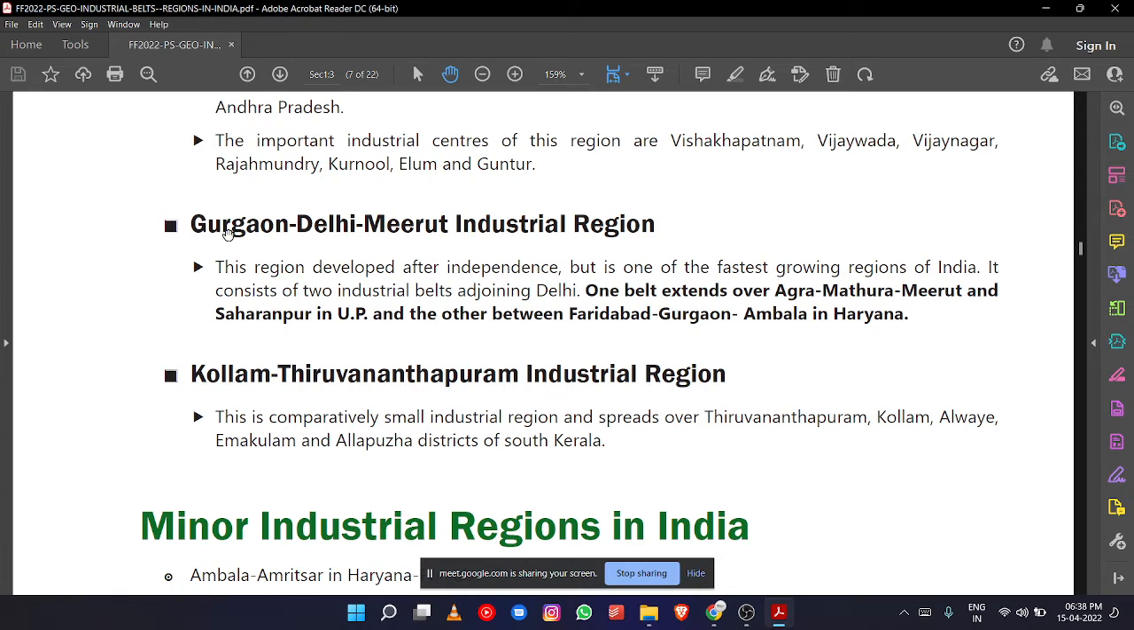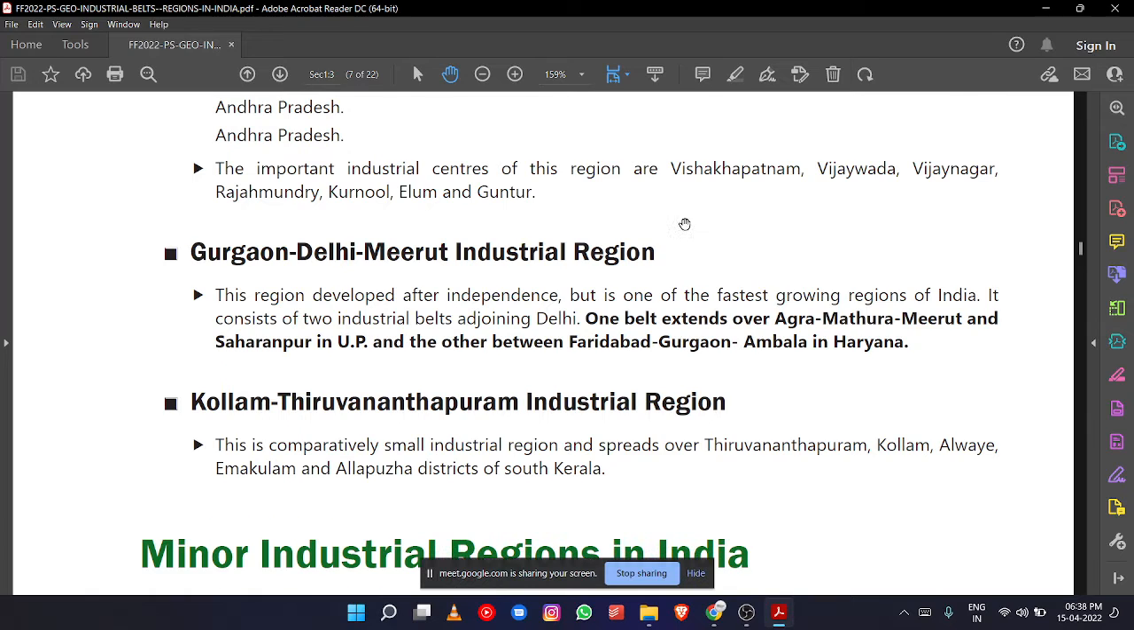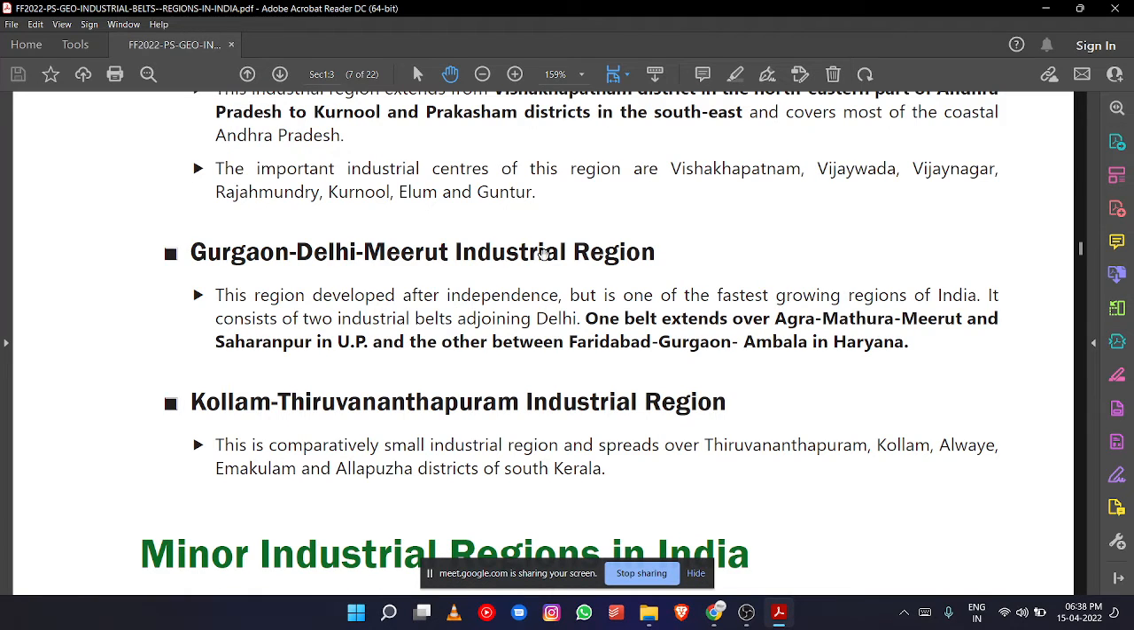The next one is the Gurugram-Delhi-Meerut industrial region. This region developed after independence, but it is one of the fastest growing industrial regions in India. Before independence, as we have discussed, wherever the ports of the Britishers, French, Dutch or Portuguese colonies were located, industrialization first started there and extended throughout India. But the Gurgaon-Delhi-Meerut region developed after independence.